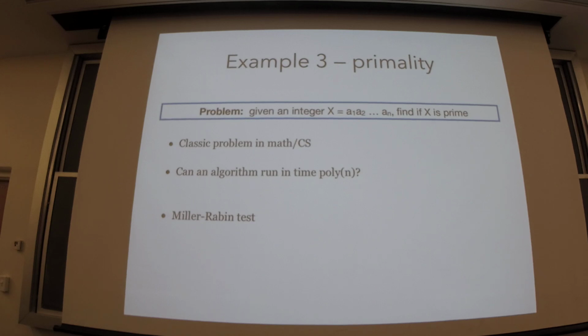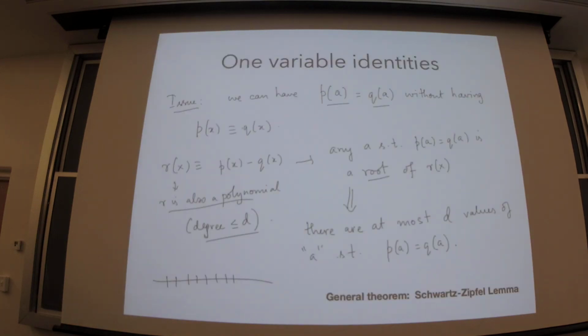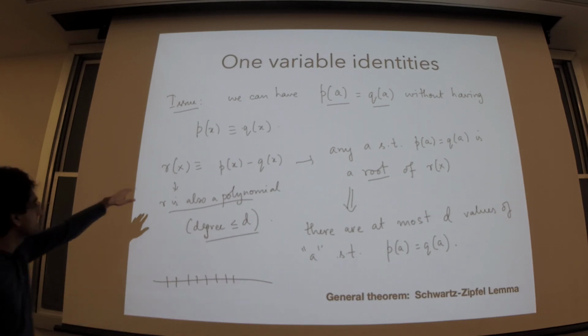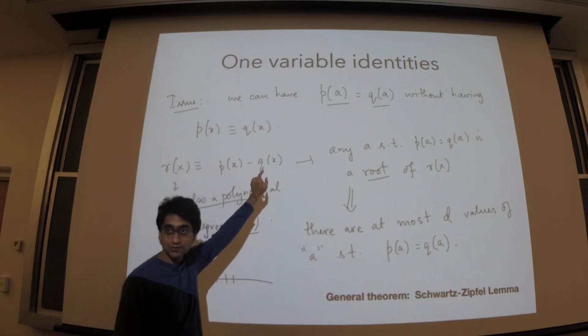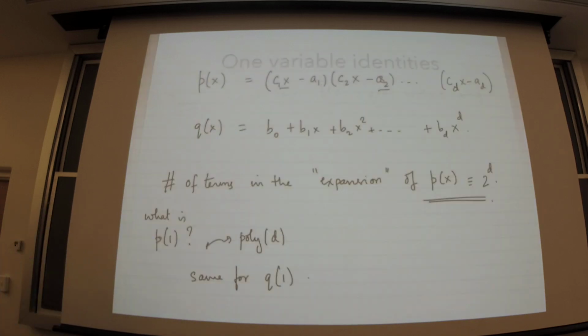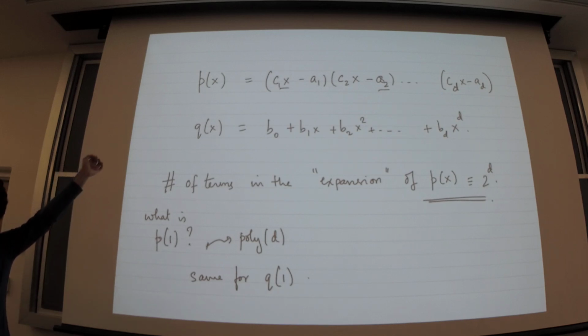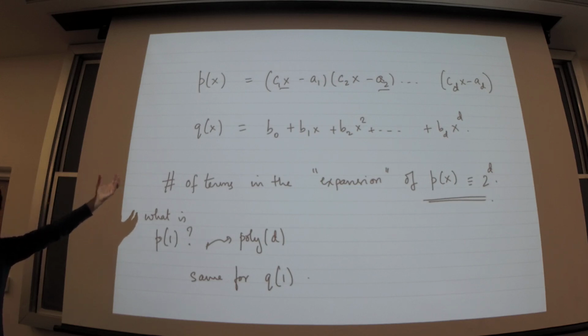Sorry, I had a question about the previous stuff. Could you go back to this one? I don't understand what R of X signifies. Right. So R is a polynomial and it's defined as P minus Q. P and Q are both polynomials in the variable X, so their difference is a polynomial. That's what I defined as R of X.